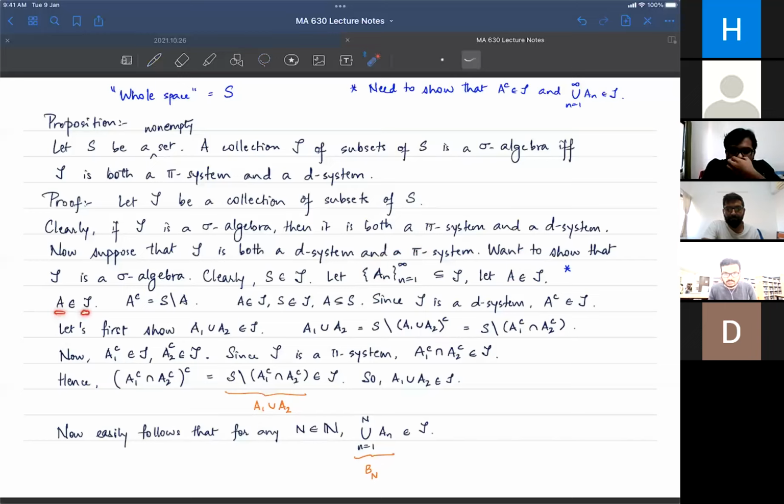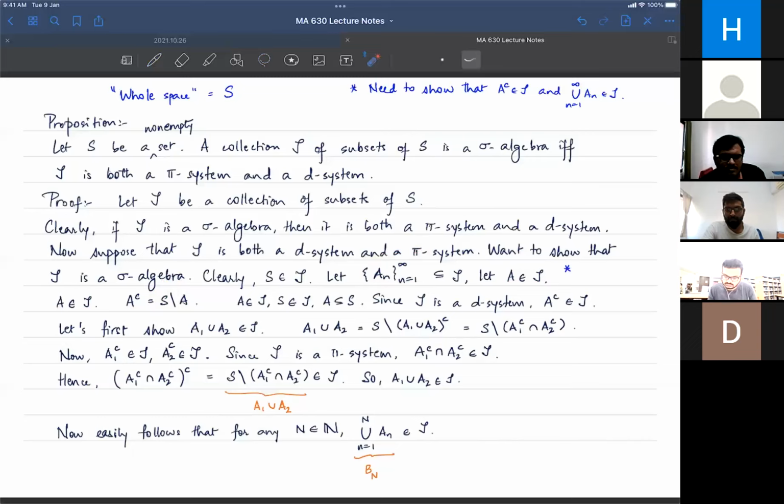Now, what is A complement? A complement is S minus A. I think we'll all agree with that, right? The complement of a set is everything that is not in the set. Now A is a subset of S, and A is in the D system, S is in the D system. So S minus A must be in the D system.